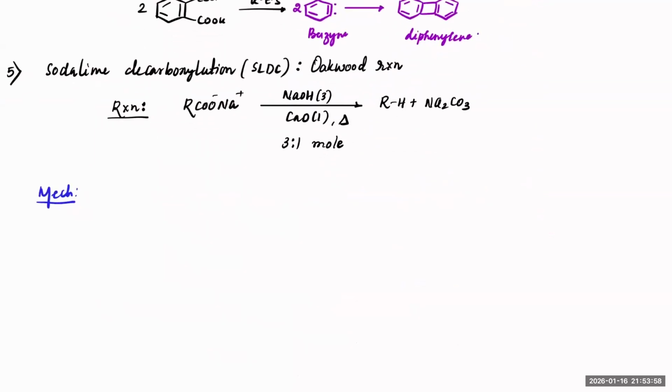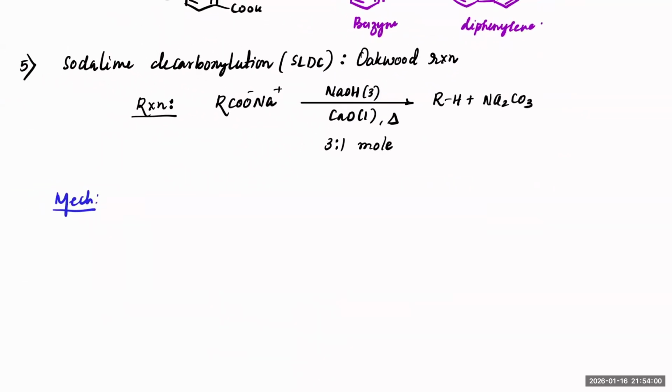Next. The next type of reaction is called soda lime decarboxylation, also known as Oakwood reaction. So, in case you have any carboxylate salts being treated in an anhydrous condition with a 3 is to 1 ratio of NaOH and calcium oxide in powdered form, then you will end up getting alkane and Na2CO3 on heating. How is the reaction going to proceed here? Check it out.